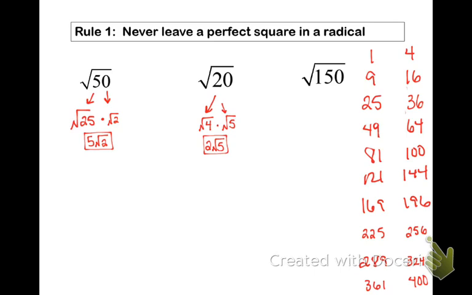Same way on 150, I'm going to go through my list. I'm going to start down here at 121. Then 100, no, 81, no, 64, 49, 36, 25. Okay, I can divide it by 25, so I factor out the square root of 25, and that is going to be times the square root of 6. The square root of 25 is 5, so it's 5 times the square root of 6.